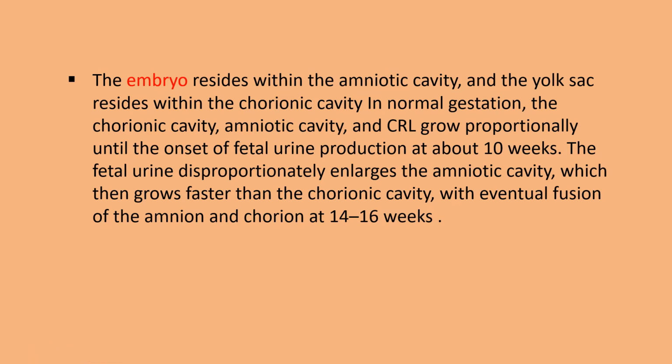In normal gestation, the chorionic cavity, amniotic cavity, and crown rump length grow proportionally until the onset of fetal urine production at 10 weeks. The fetal urine disproportionately enlarges the amniotic cavity, which then grows faster than the chorionic cavity, with eventual fusion of the amnion and chorion at 14 to 16 weeks.